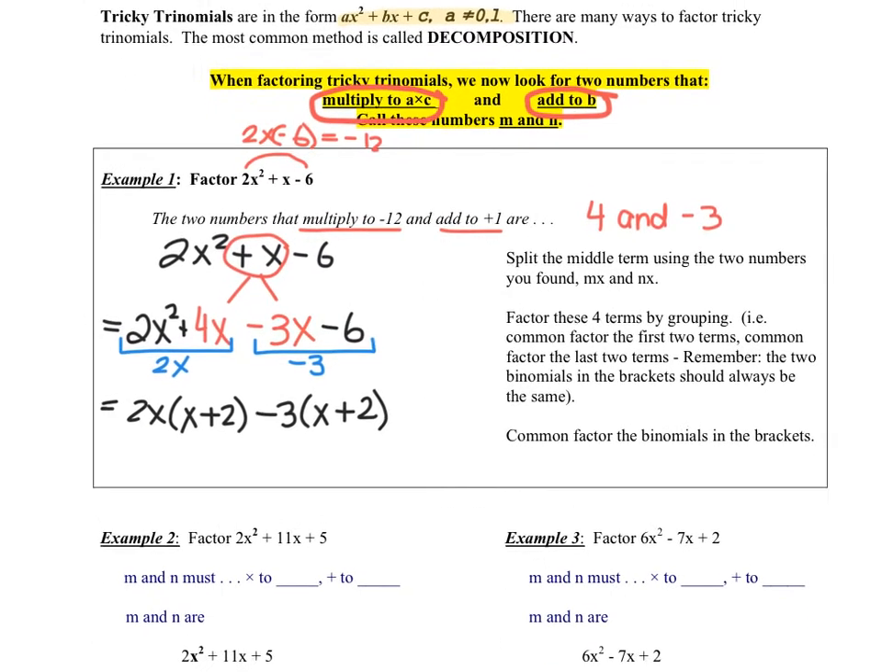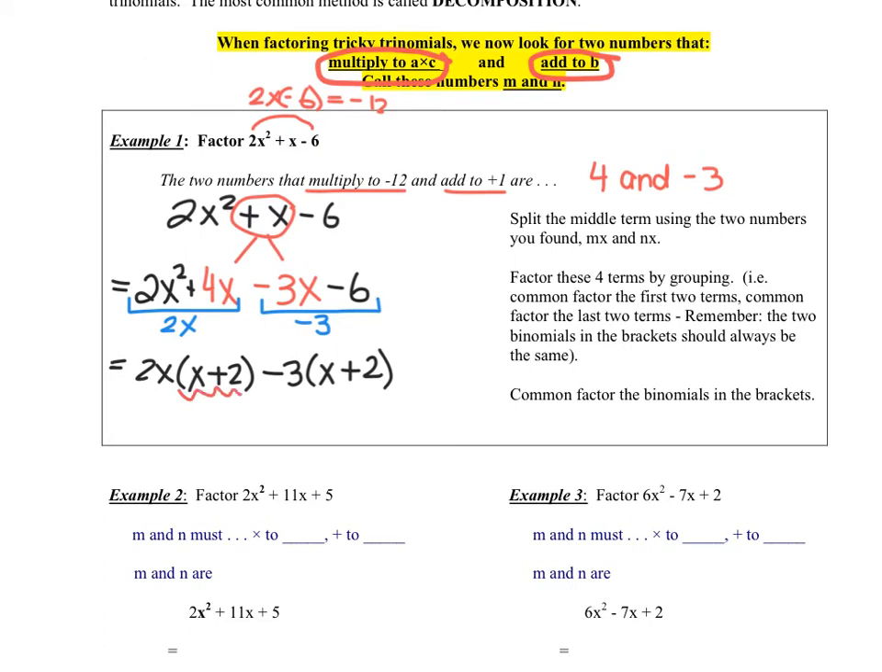And now what you should notice is that each of those brackets is identical, x plus 2. So we're going to factor out that x plus 2 and write it at the very front. When I take out x plus 2 from this first pairing, all I'm left with is the 2x. When I factor it out from the second pairing, all I'm left with is negative 3. So your final answer would be x plus 2 times 2x minus 3. It's just these coefficients out front, those common factors we originally took out.